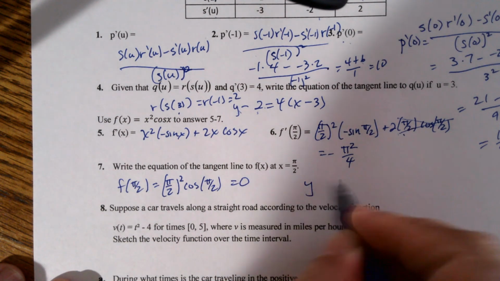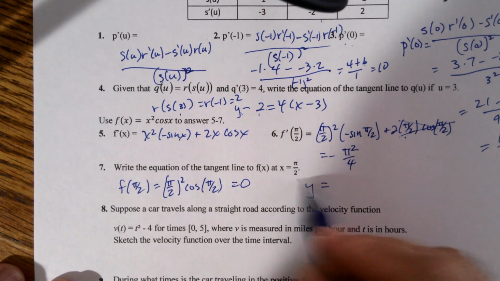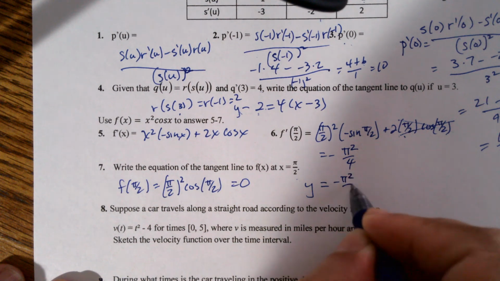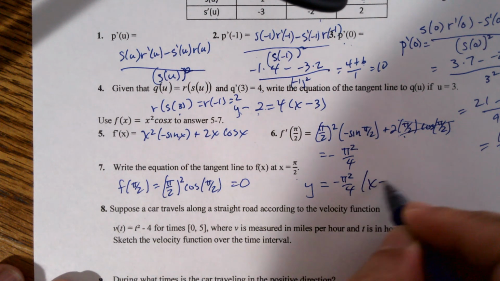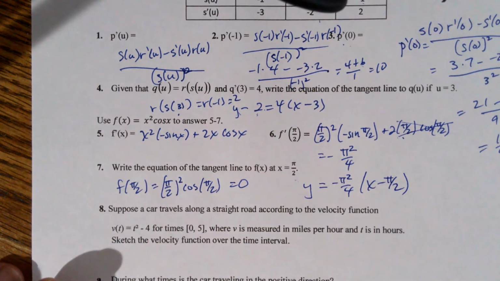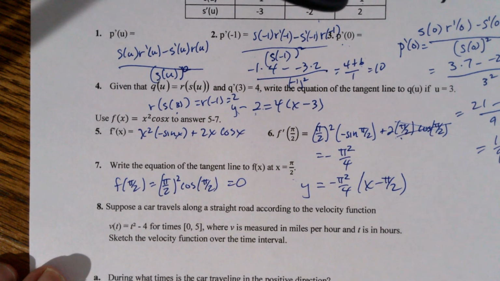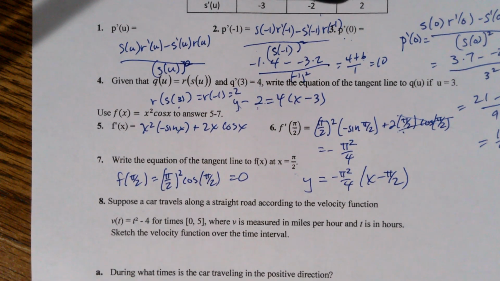So it's y minus 0, which I'm not going to write. The slope was negative pi squared over 4, and x minus pi over 2. And that doesn't clean up well, so I'm going to leave it there. And that was the homework assignment. Okay, that's it.